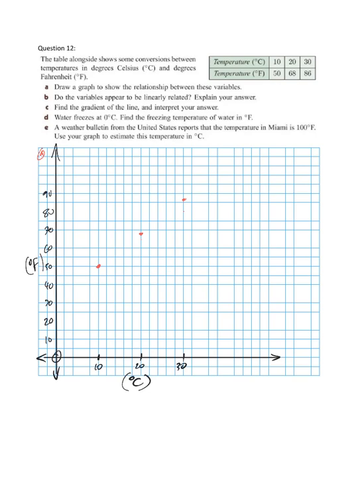Did the variables appear to be linear related? Explain your answer. Well, how can I tell if they're linear related? I should be able to draw a line through them. That's what linear means. So that's pretty linear, because I can pretty much draw a line through them. So that's B done.